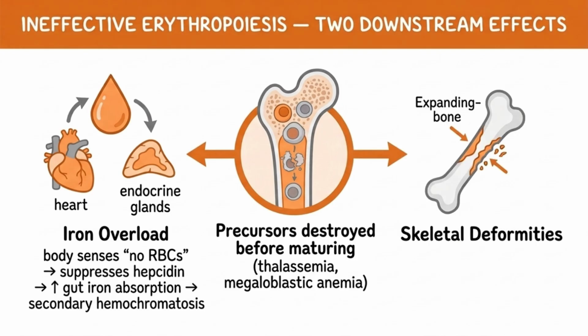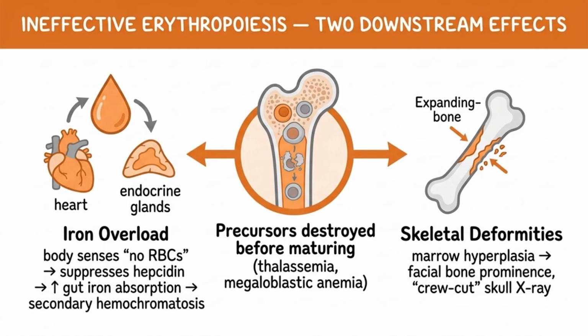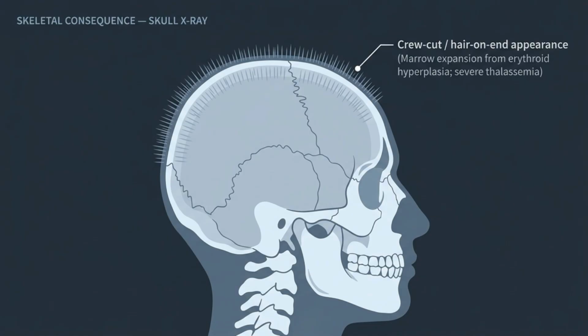Secondly, we have skeletal changes. Because the bone marrow is working so hard, it becomes massively hyperplastic, and when marrow expands inside the skull, we can get facial bony prominence, or we can get the classic crew cut appearance on the skull x-ray. I'll show you what that looks like. This is the crew cut appearance.